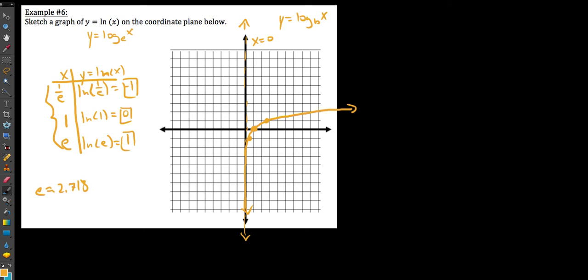You would be able to see now that if I ever wanted to graph something like the ln of x minus 3 plus 1, I would really just graph this graph here and then shift it right 3 and up 1. And I would have my new graph.